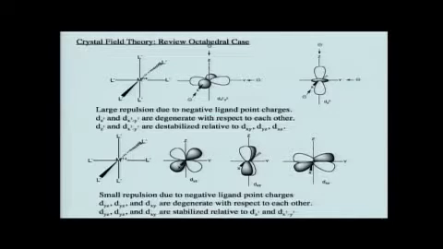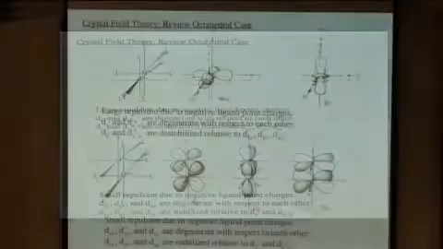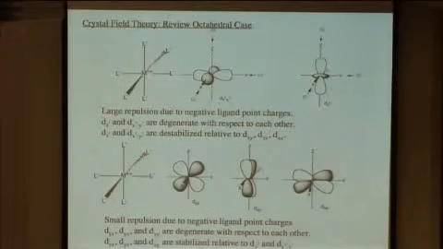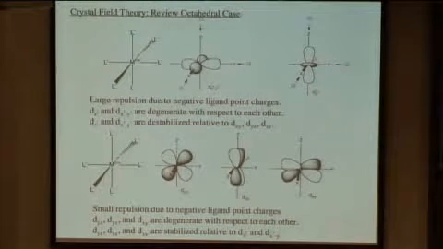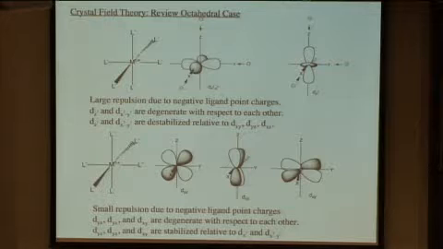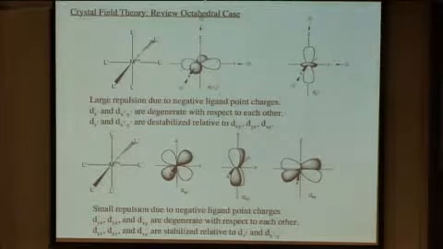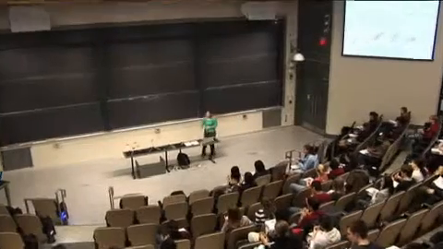And we talked about the fact that for dx squared minus y squared and dz squared, they both experience large repulsions. They're both degenerate in energy. They go up in energy. Whereas these three d orbitals have smaller repulsion, and they're also degenerate with respect to each other. And they're stabilized compared to these up here. So you can try to hold those up and convince yourself that that's true for the octahedral case. So that's what we talked about last time.